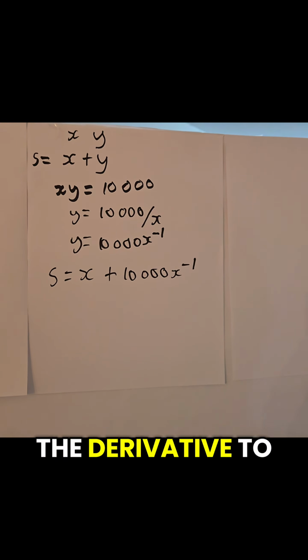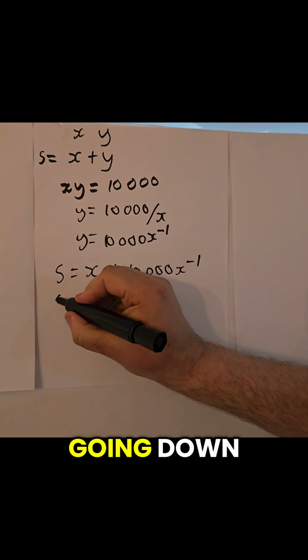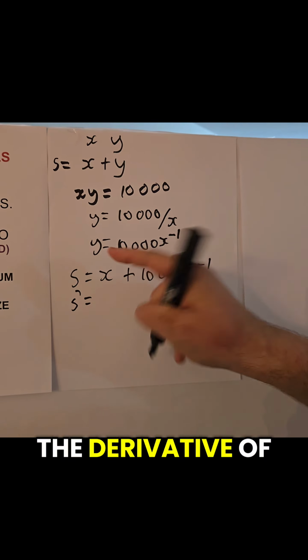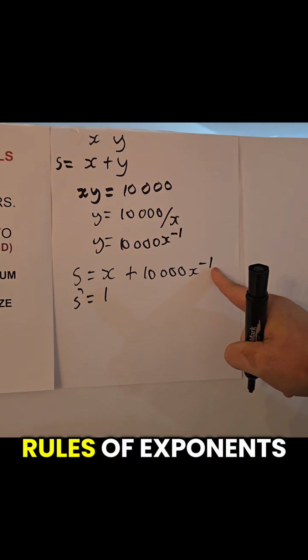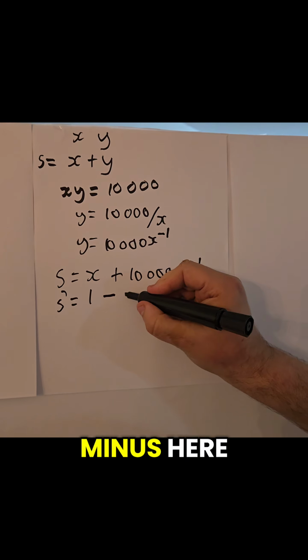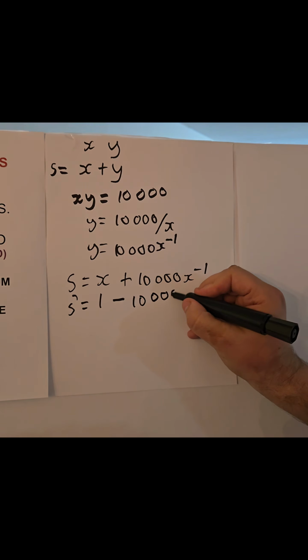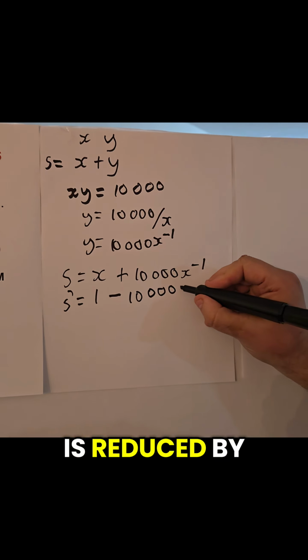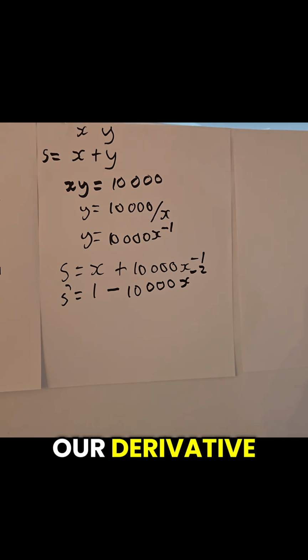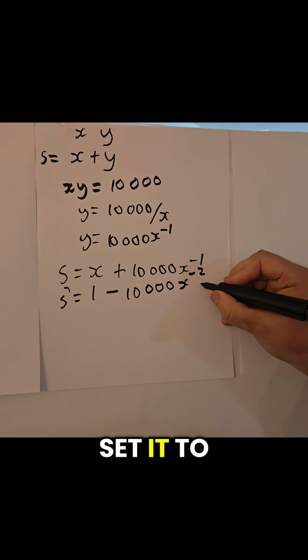Now we do the derivative to find where it's going up and going down. Rules of calculus, the derivative of x is 1. Rules with its exponent, we bring that exponent to the front. That minus 1 becomes a minus here. And this exponent is reduced by 1, becomes minus 2. So that's our derivative. We want to set it to 0.